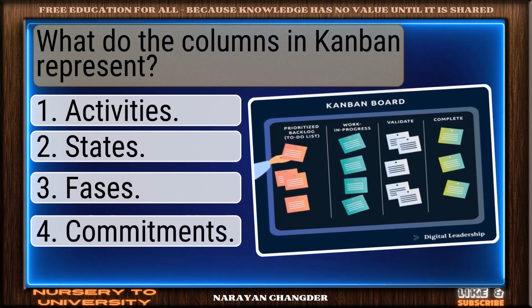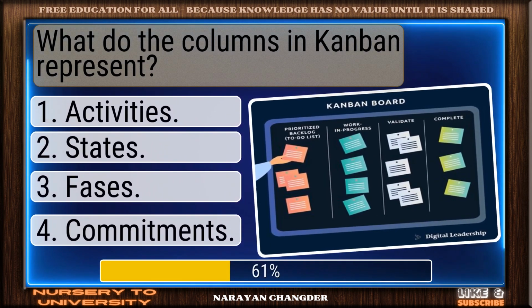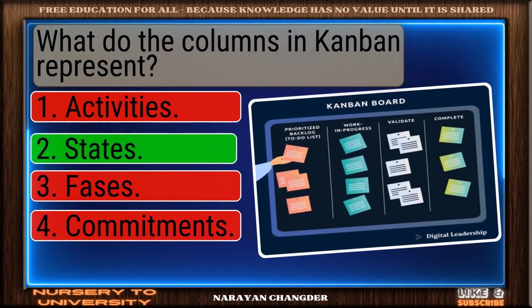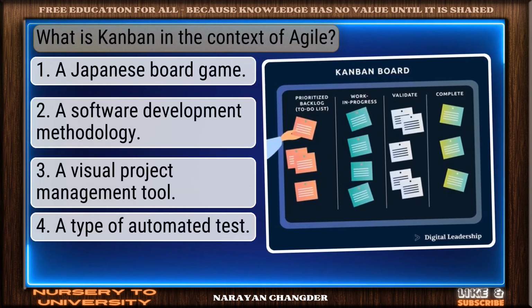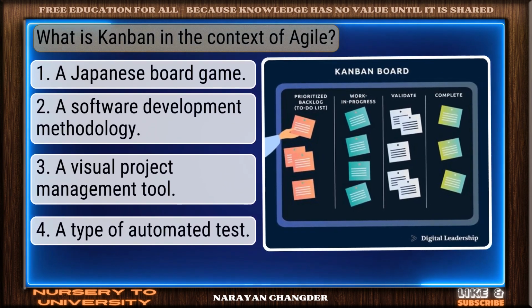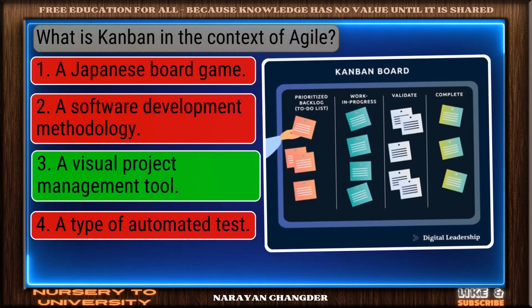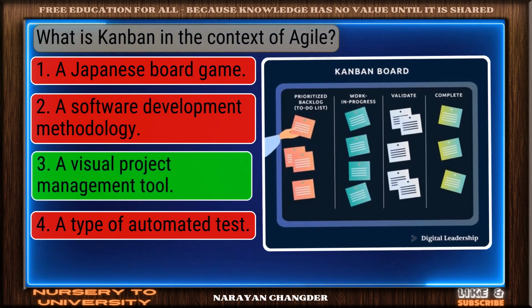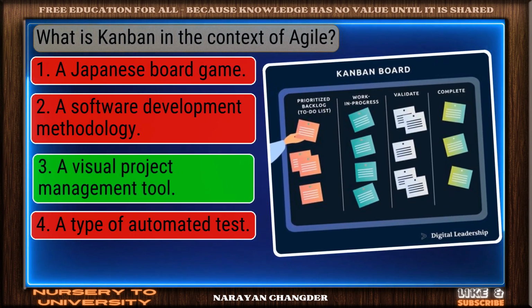Question number 3. What do the columns in Kanban represent? Nice selection. States is the correct and valid answer. Question number 4. What is Kanban in the context of Agile? On track. A visual project management tool is the correct answer.